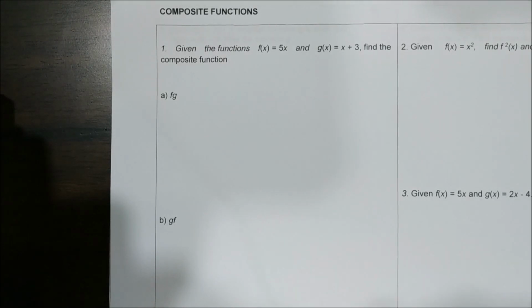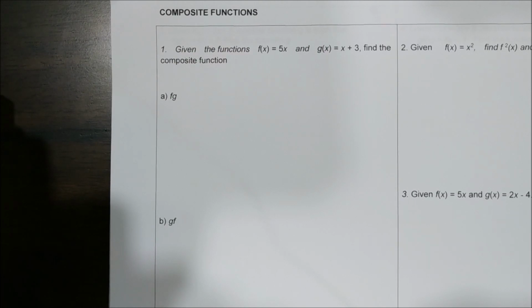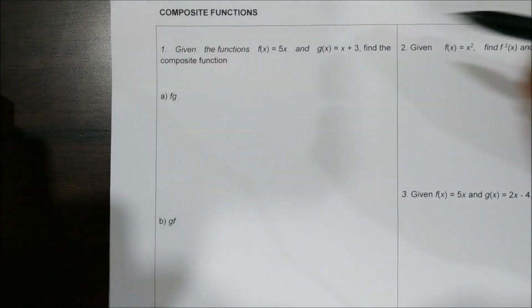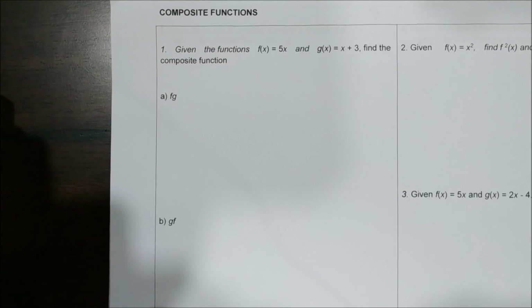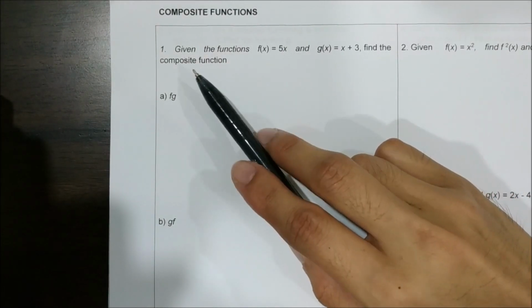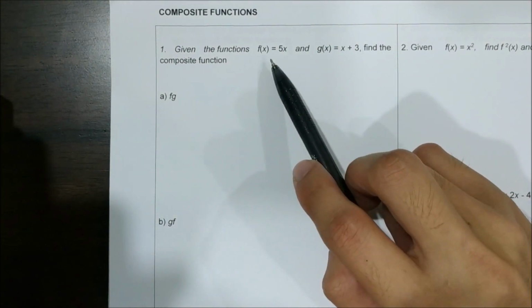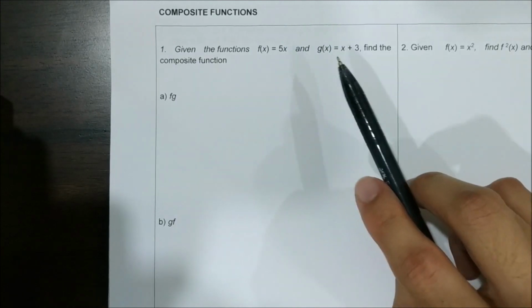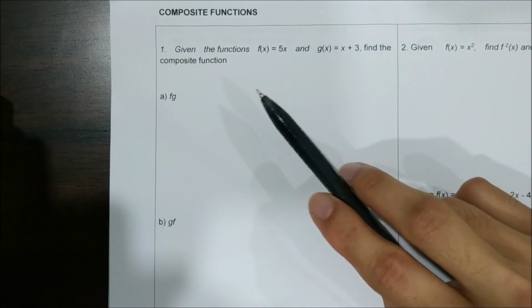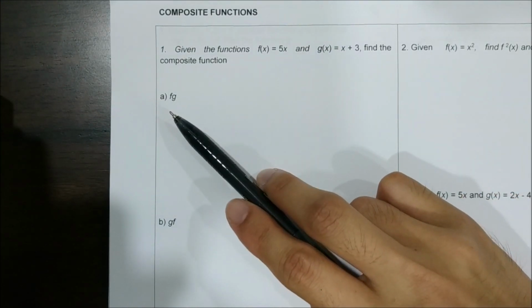Okay, now we are going to look at another subtopic from chapter 1 additional maths, functions, which is composite functions. So we look at the example questions. Given the functions f(x) equals 5x and g(x) equals x plus 3, find the composite function of fg.